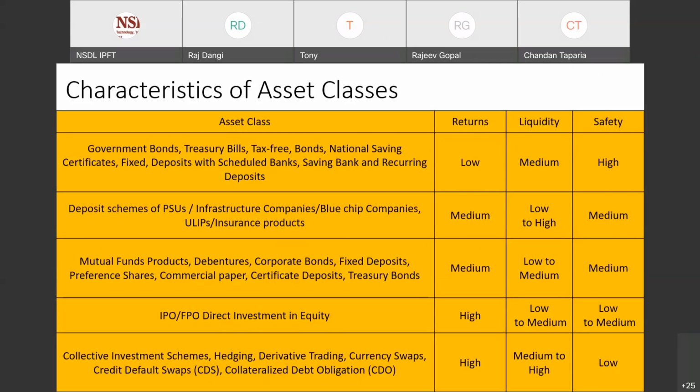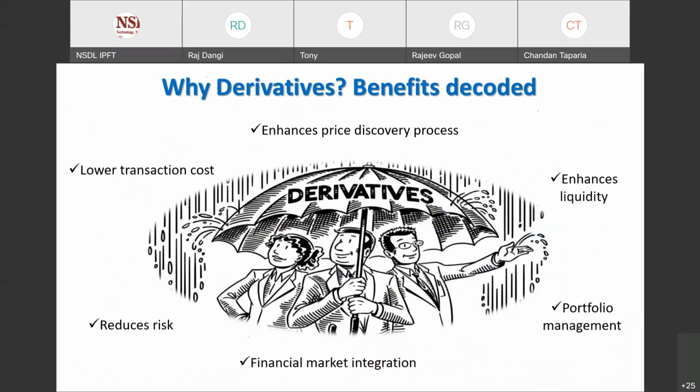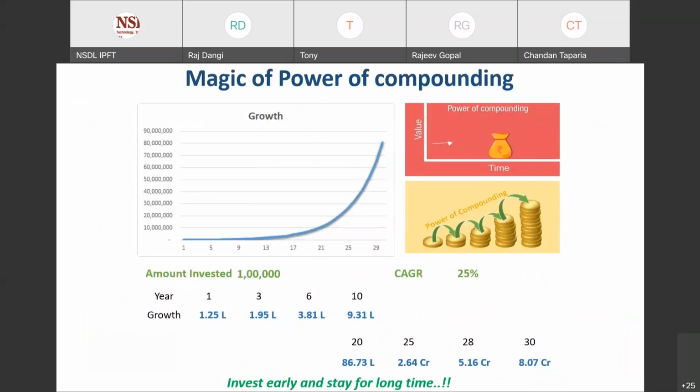So I mean to say risk and reward both go hand in hand. But you should be selecting as per your appetite, your investment horizon, your risk to reward ratio and all. Now you can go with the derivatives part. Before I talk about this, first you should be looking at the magic of the power of compounding. And this is very important.